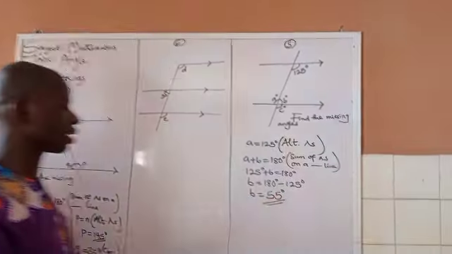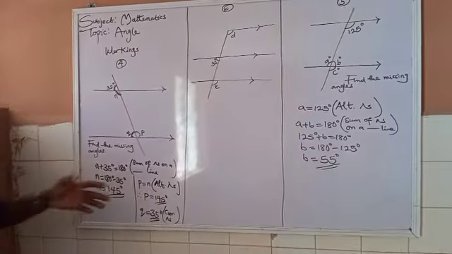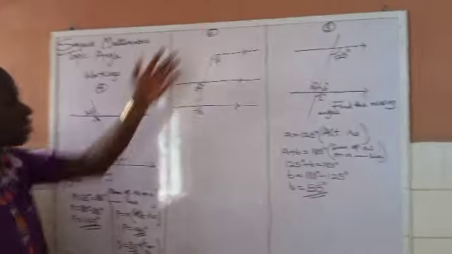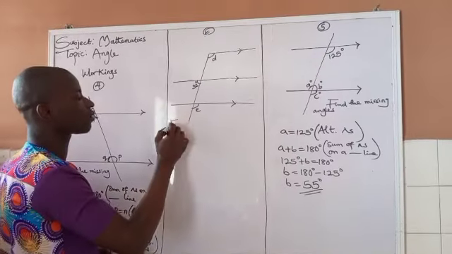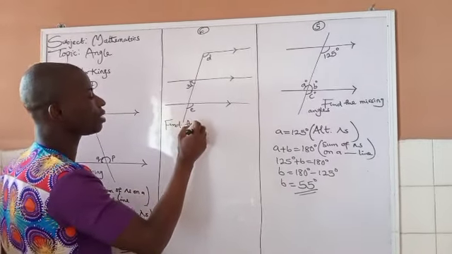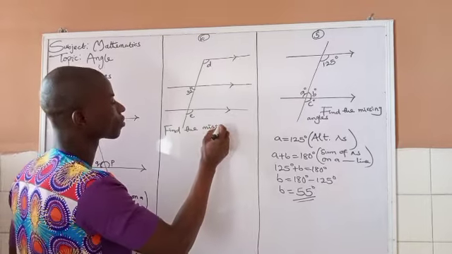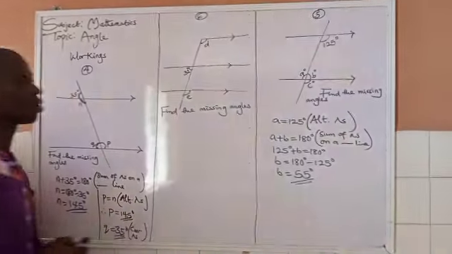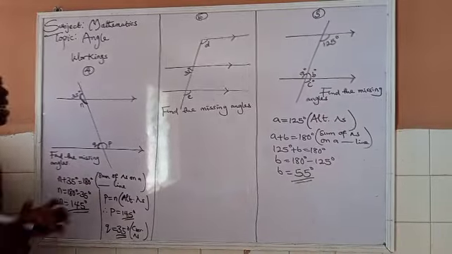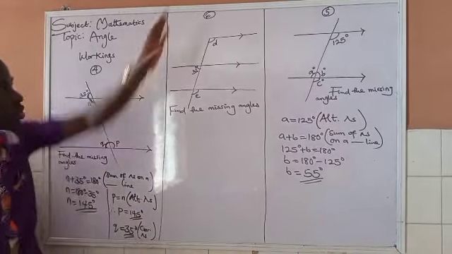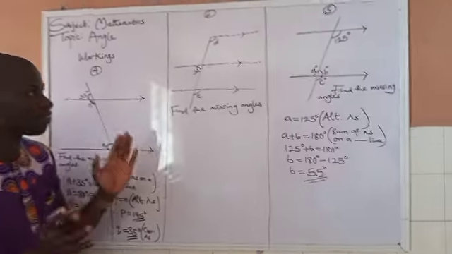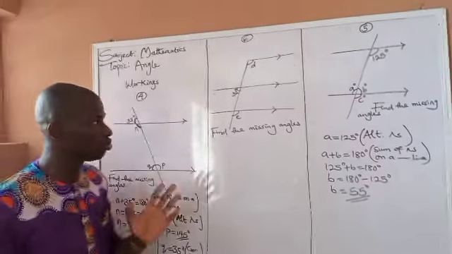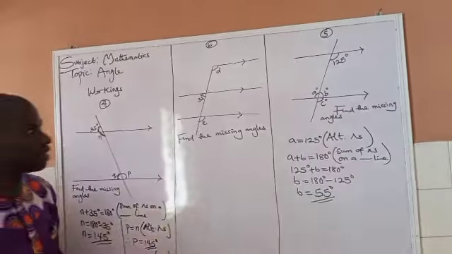Please let your brain be working, please. So now we move very fast. Now the next thing here also asks us to find the missing angles. Now, what do we have here? Now listen. This question is very simple. Don't be afraid. The first thing you need to do is to study the diagram very well.